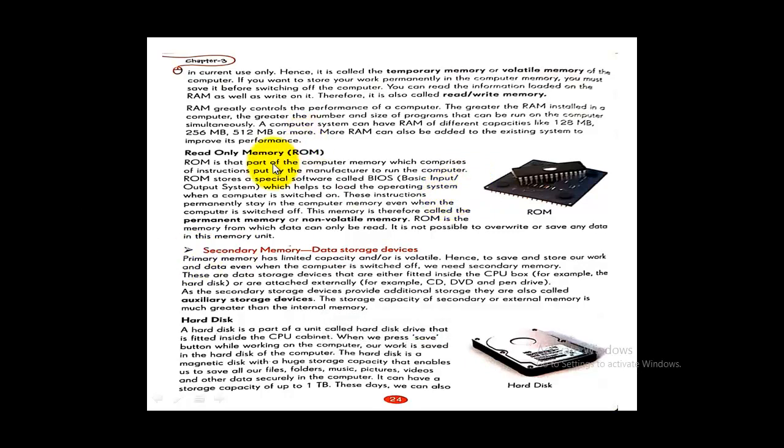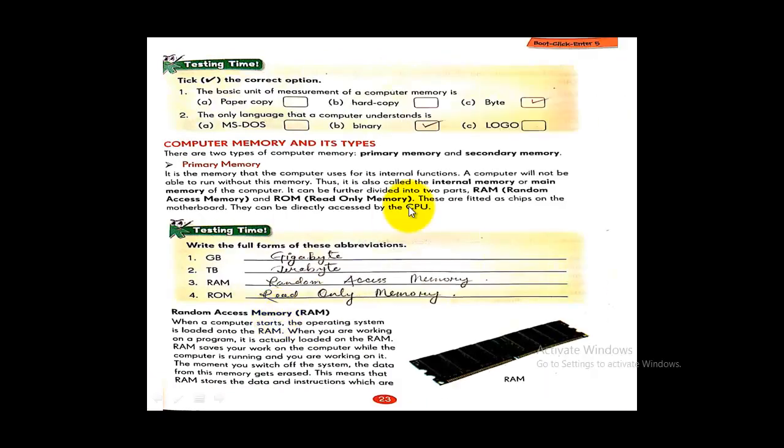Now these are the two parts of the primary memory. Let's see once again what we have done today. The computer has computer memory and its types. There are two types of computer memory, primary memory and secondary memory. Primary memory is again divided into two parts, that is RAM and ROM. RAM is known as the random access memory.